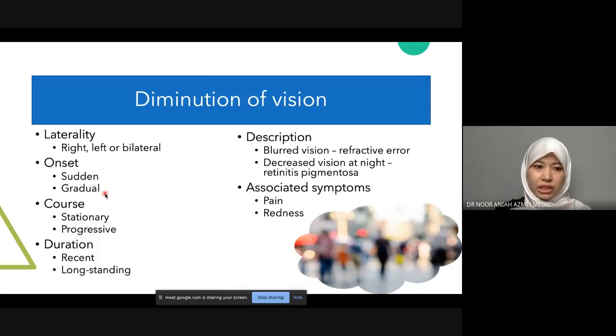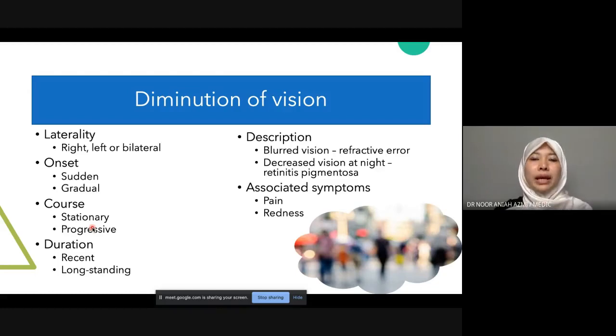You want to know when it actually happened, and also the course, whether it's stationary or progressive, getting worse, or on and off, it fluctuates. Sometimes it's clear, sometimes it's not clear. And then you want to ask the duration, like I said just now, and whether it's recent or long-standing. All of this is useful information because each eye disease will present differently for the types of diminution of vision.